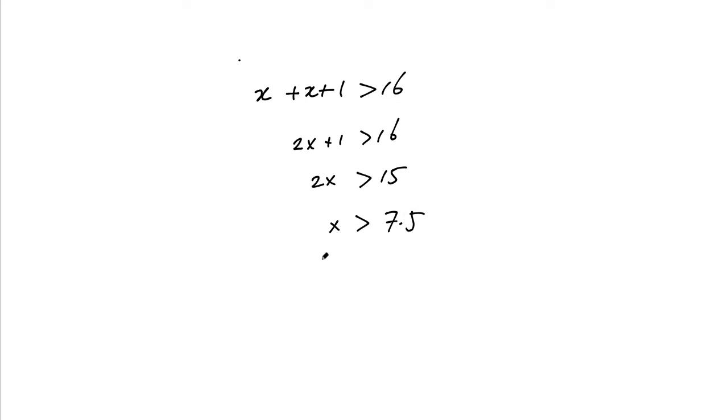Okay, find the lesser of two consecutive integers with sum greater than 16. Okay, so consecutive integer means if one is x, the other one is just one bigger, comes right after x. Okay, so if their sum is greater than 16, which means 2x plus 1 is greater than 16. So 2x is greater than 15 and x has to be greater than 7.5.